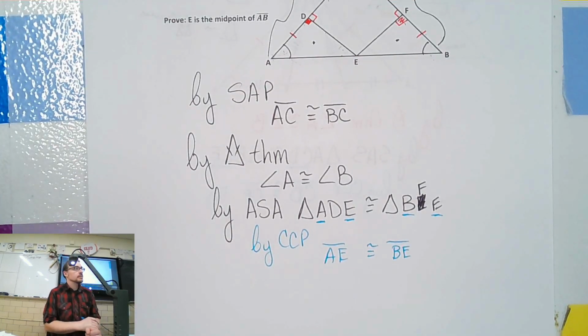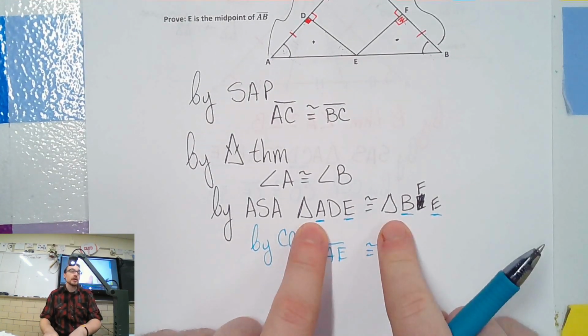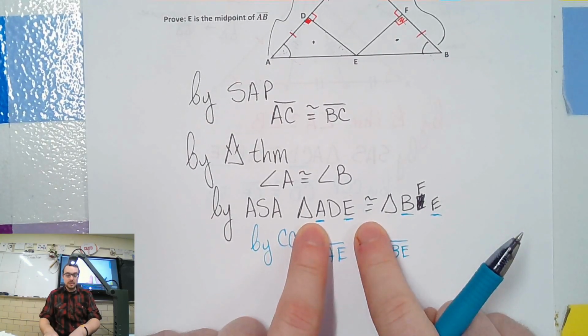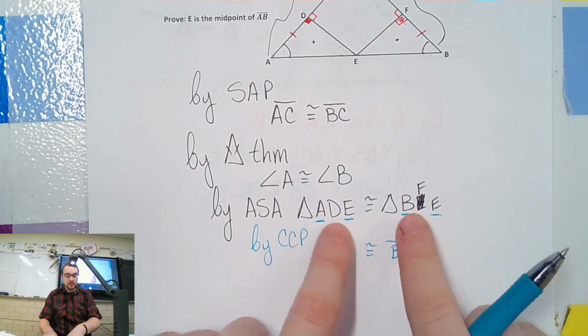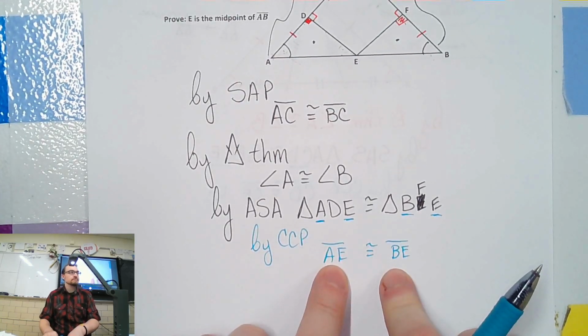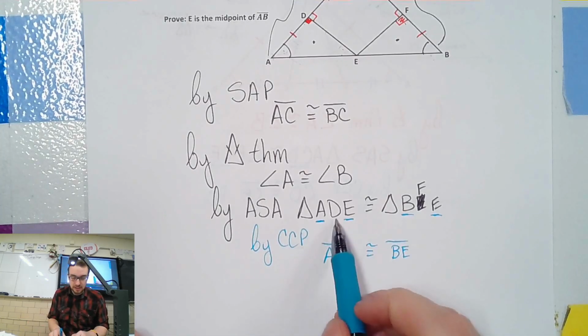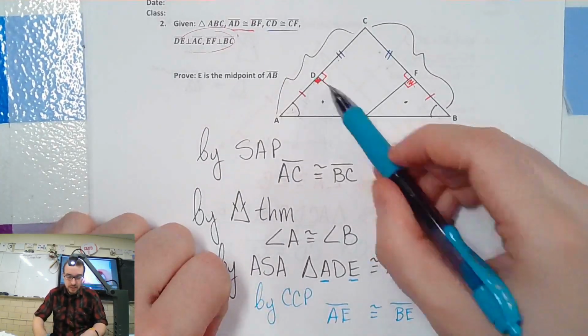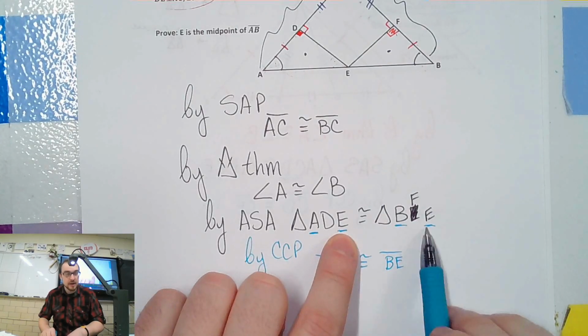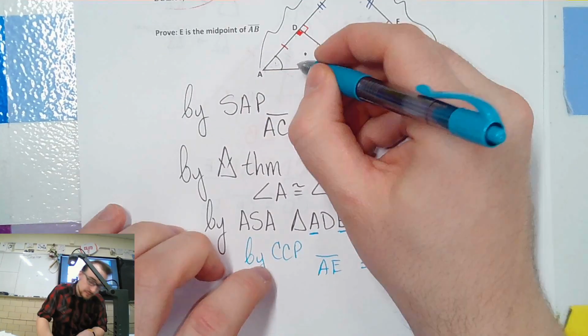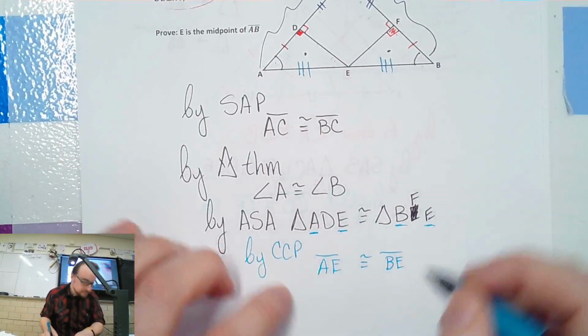You okay with that? Again, we can only use CCP if we know the triangles are congruent, which we do. And then we can say the corresponding parts will be congruent. Corresponding means same relative spot, first and third. Okay? So if we wanted to, we can also say DE is congruent to FE, because they're in the same spots, second and third. But we wanted these. So that's what I went after.